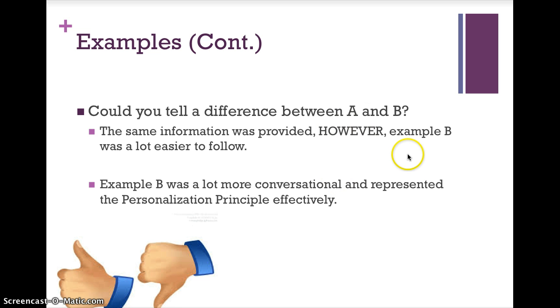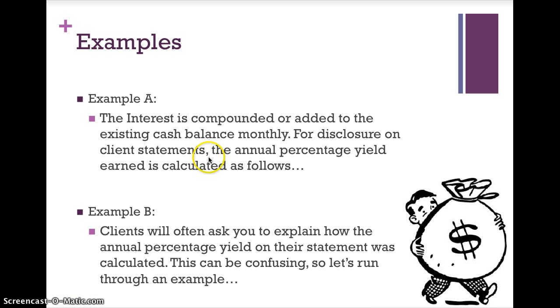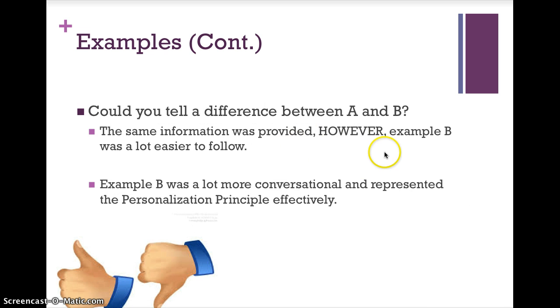Did you see a difference between the two? I did. Example A was a lot harder to understand than example B. Example A used jargon such as annual percentage yield, and probably words that a lot of people may not understand unless they're very familiar with what is being said. But example B even addresses that this can be confusing, so let's run through an example. And it's more personalized and addresses the audience. And because example B used the personalization principle, it was a lot more conversational and a lot easier to follow.